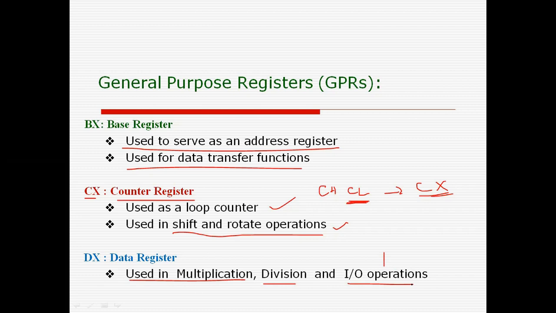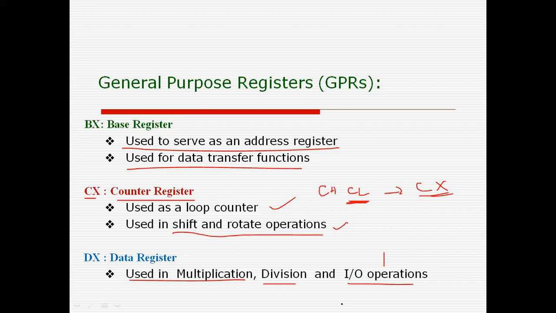So to perform multiplication and division, one data must be in the AX register, and the second data must be in the DX register. Therefore, in 8086, to perform multiplication and division operations, we will mainly use two registers, the AX register and the DX register. Remember this. Okay, so this is about the general purpose registers.